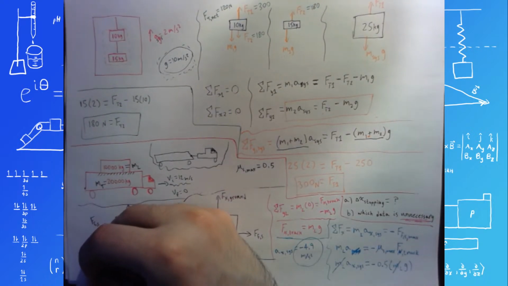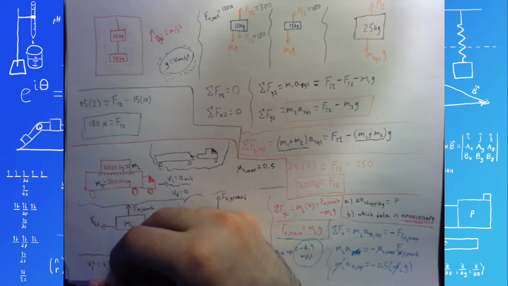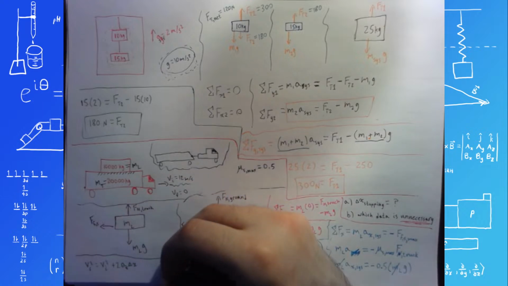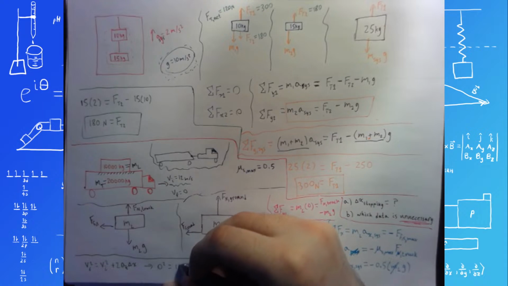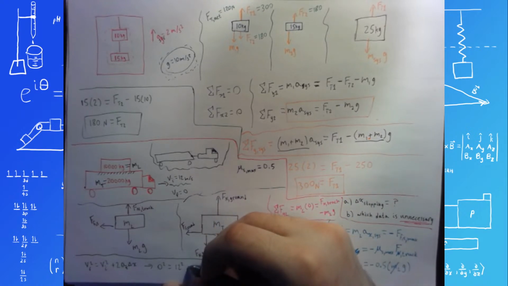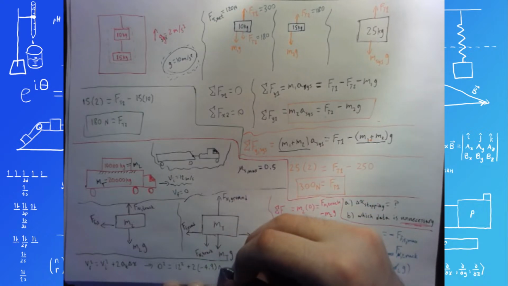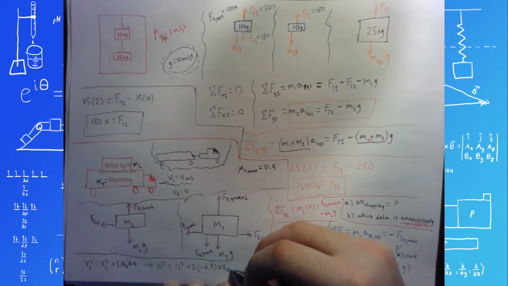So V final squared equals V initial squared plus 2 times the acceleration times the displacement. I guess I'd call this the acceleration in x times the displacement in x. V final squared is 0, so that's going to be 0 squared equals 12 squared plus 2 times negative 4.9 times whatever this delta x stopping is.